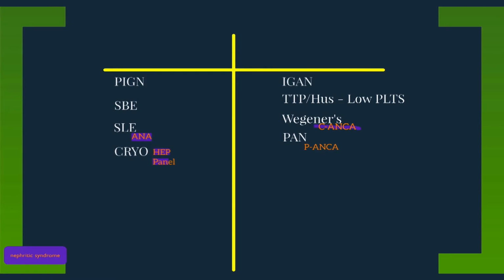Polyarteritis nodosa, defined by P-ANCA and sometimes associated with hepatitis B. Goodpasture's syndrome, associated with hematuria and hemoptysis, typically seen in the young but often can be seen in the old, typically characterized by anti-GBM antibodies. And Alport syndrome, which is defined by deafness.